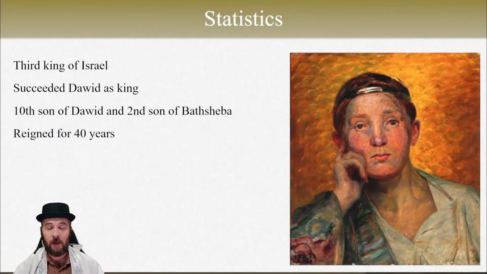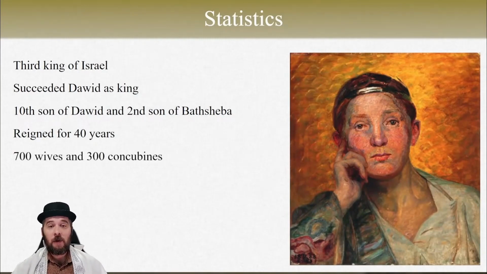This number 40 with King Shaul, King David, and King Shlomo. Very, very interesting stuff. Now, King Shlomo had a lot of women in his life. He had 700 wives and 300 concubines, is what the scriptures tell us. We'll get more into that here later on when we get into the actual scriptures.